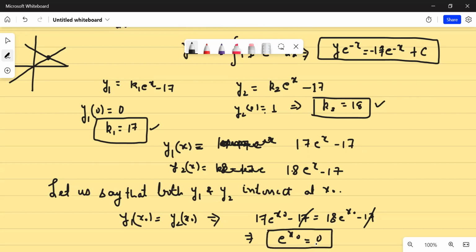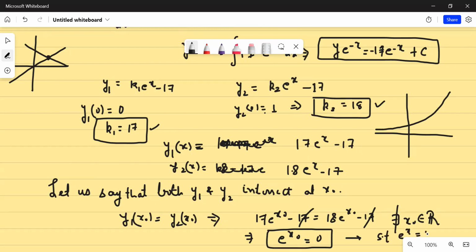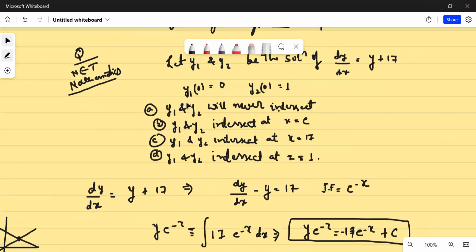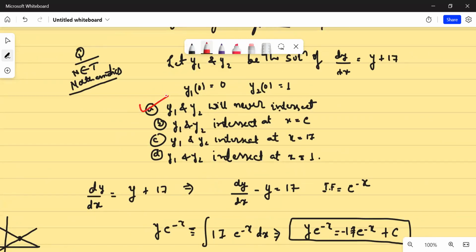Do you think that there would be some real solution to it? I already taught you on the very first day that exponential is always a positive function. It can never be 0. So there does not exist any such x naught belongs to R such that e to the power x is 0, since e to the power x is always greater than 0 for all x belongs to R. It implies these two solutions will never intersect each other. Is that clear? Should I repeat it all over again?